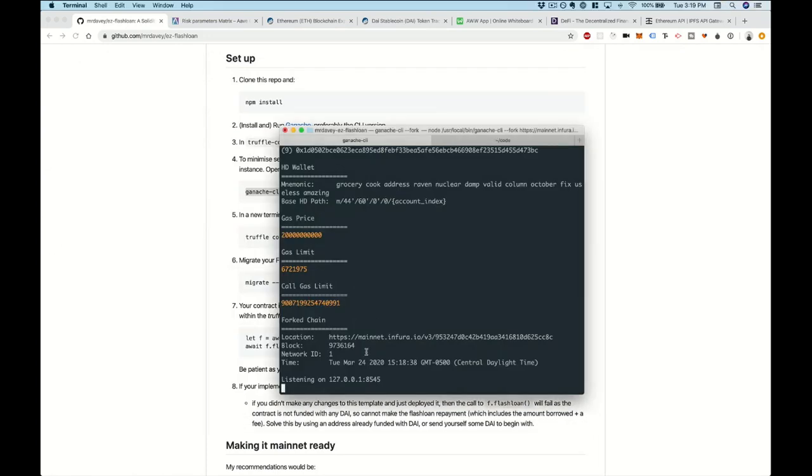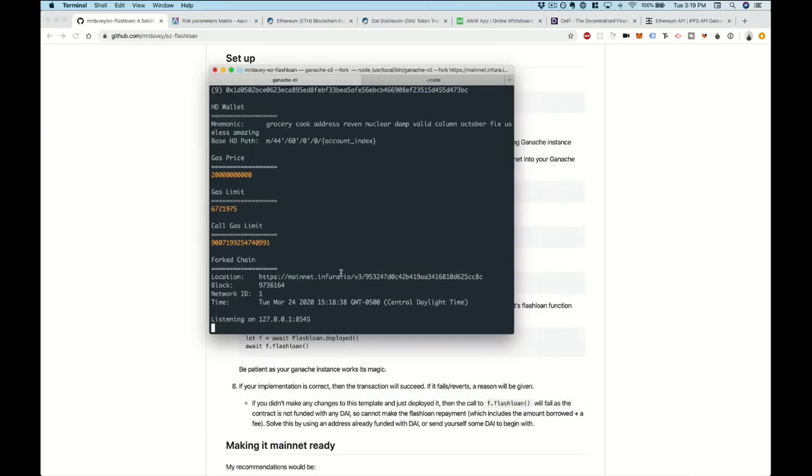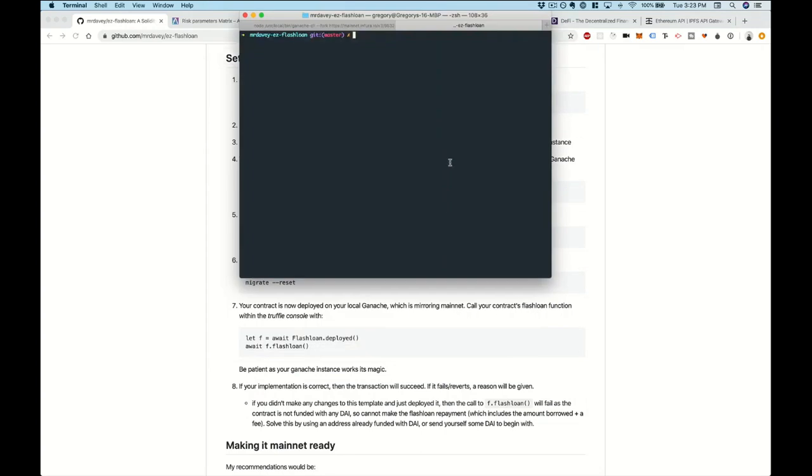But what you can do is start Ganache to mirror the main Ethereum network. That's what this does, and that's why you need the Infura API key. It pulls down the state of the main Ethereum network and essentially forks it onto your Ganache personal blockchain. It's pretty awesome.